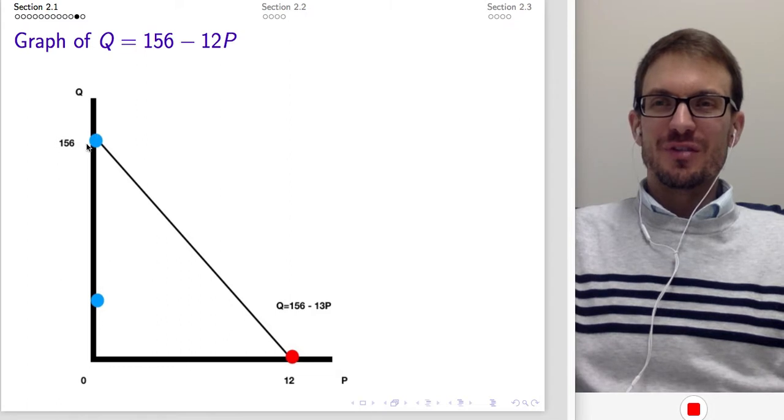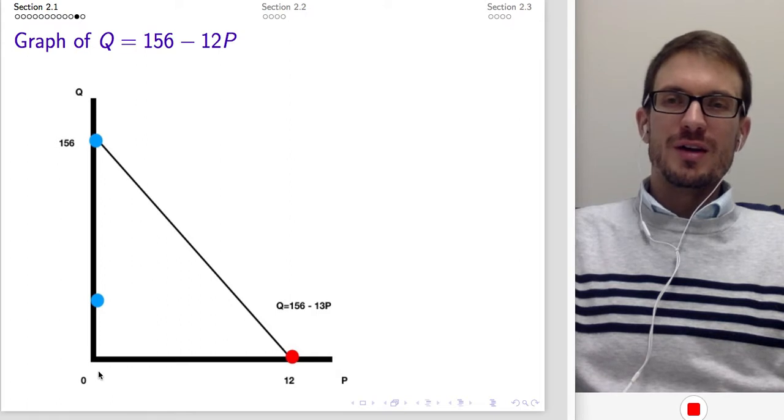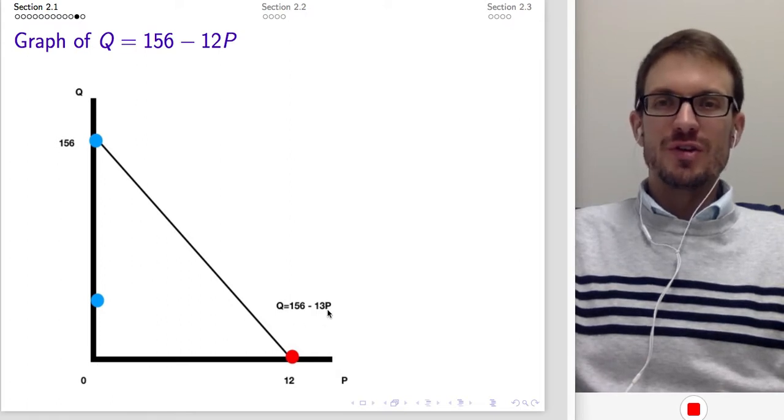What's this one? This is our vertical intercept. This is when the price is 0, we get a quantity of 156. This is our horizontal intercept. This is when, at a price of 12, none are sold. And here's the equation of this line. Q is equal to 156 minus 13p.